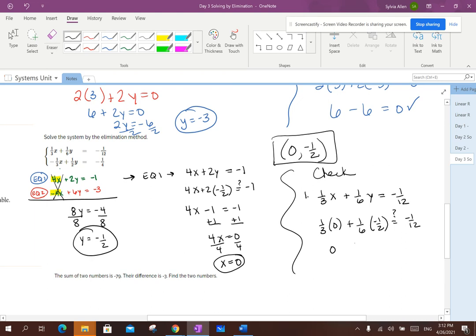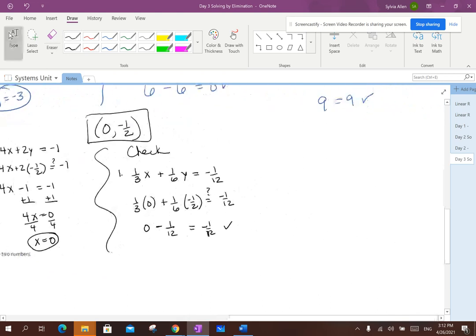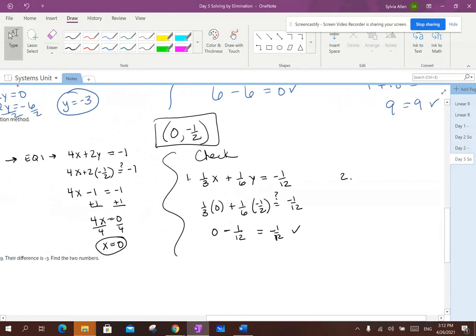So this gives me 0. A negative times a positive is a negative, and I just multiply straight across. So does 0 minus 1/12 equal negative 1/12? Yes, it does. So now I'm going to go and do the second equation.